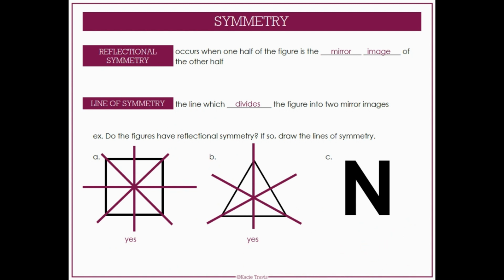For our final one, we've got this letter N. Does this have a line of symmetry? Nah. There's no way that we can cut this N in half to where the left side and the right side, or the top and the bottom, will line up with each other.